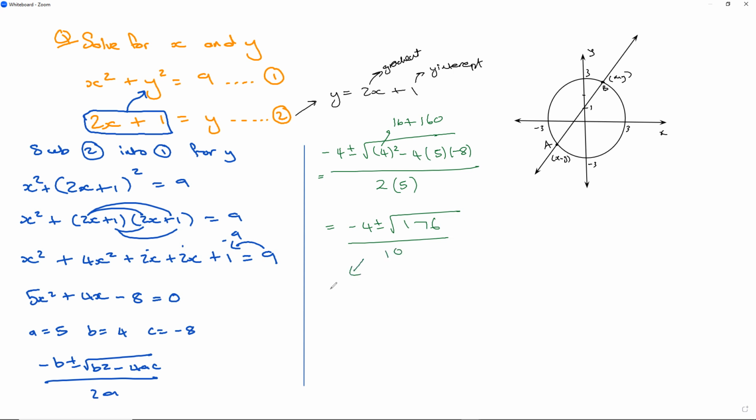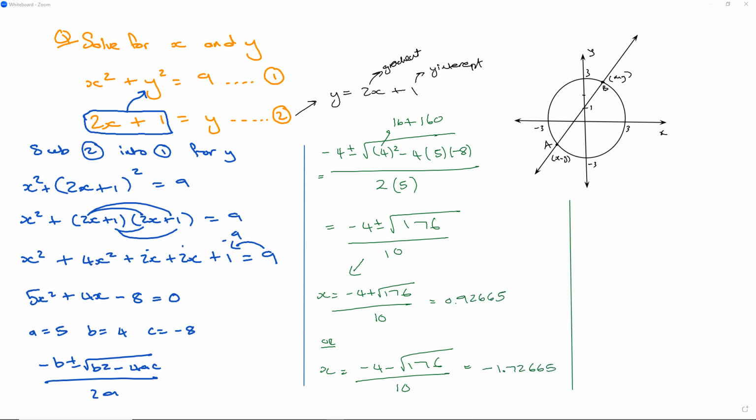That gets me two solutions for x. X can equal negative 4 plus root 176 over 10, or x equals minus 4 minus root 176 over 10. I'll put that on a calculator. So after substituting it into the formula, up into the calculator, I get those two x values, and I'm now substituting each of those into the formula.